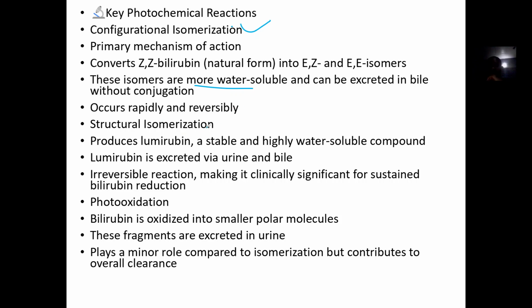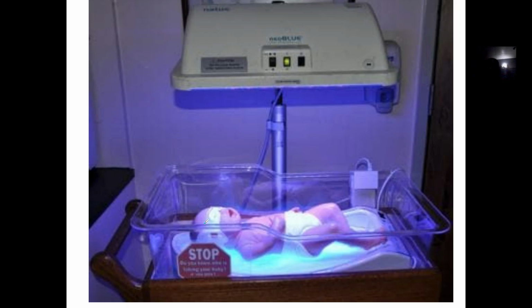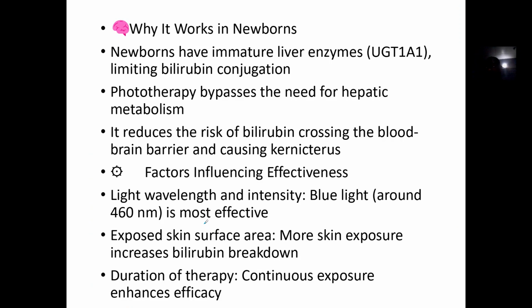Then we have the structural isomerism. It produces lumirubin, a stable and highly water soluble compound. The lumirubin is excreted via urine and bile. Then there is photooxidation, where bilirubin is oxidized into smaller molecules. Because those fragments are very small, they can go through urine easily. So these are the various ways in which phototherapy actually acts.